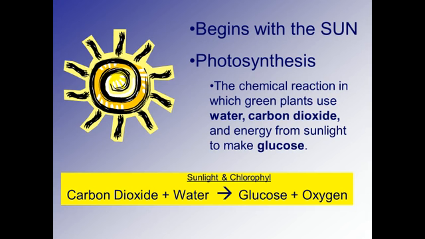The sun is the basis of all energy of life on Earth. The process of photosynthesis is where plants are able to use the energy available in sunlight to convert inorganic carbon dioxide and water into glucose, and oxygen is produced as a waste product. This forms the basis of all food chains. It's the basis of all food webs, and it's extremely important for all life on Earth.